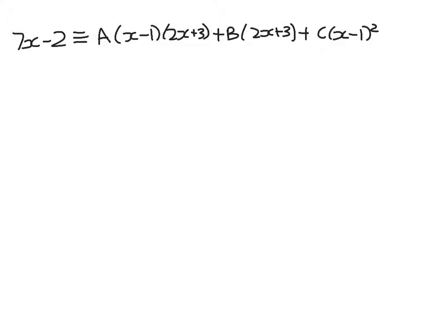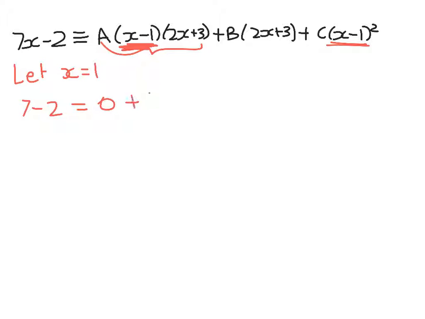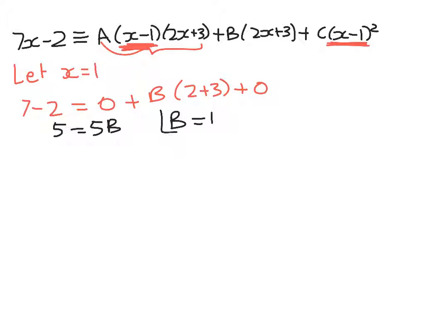Now the first couple of things we're going to do are substitute in values that are going to get rid of a bunch of terms. So we start by saying let x equals 1, because that's going to clear out those two. Substituting that in, we get 7 minus 2 is equal to 0, because of x minus 1, plus b times 2 plus 3 plus 0, because that will work out to be 0. So that generates 5 is equal to 5b, and that gives me b equals 1.